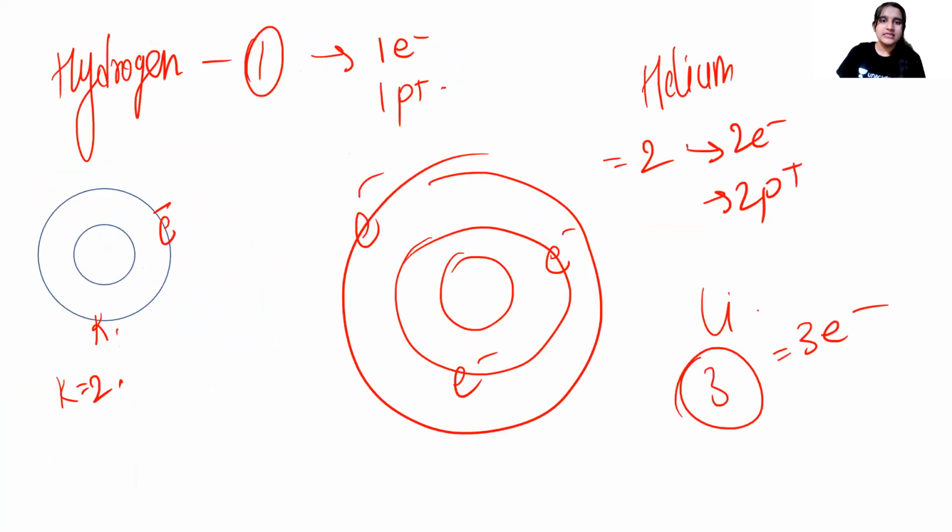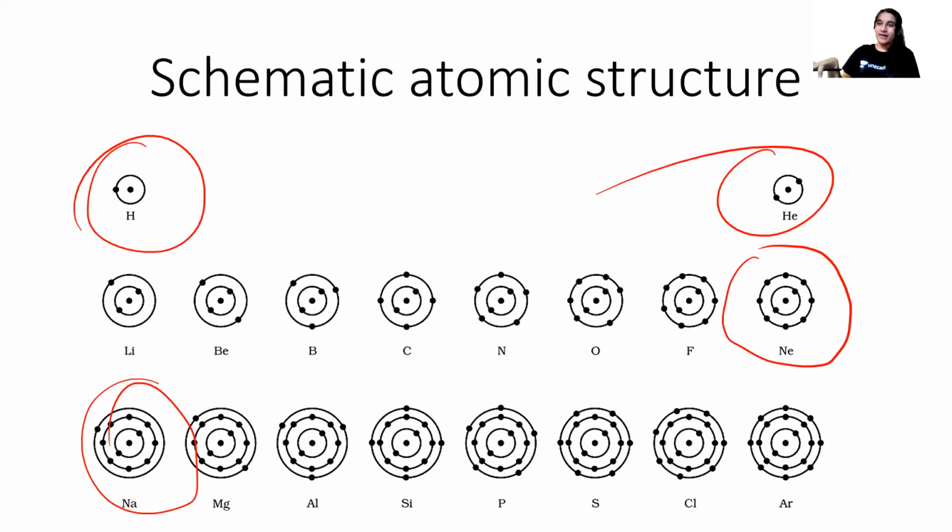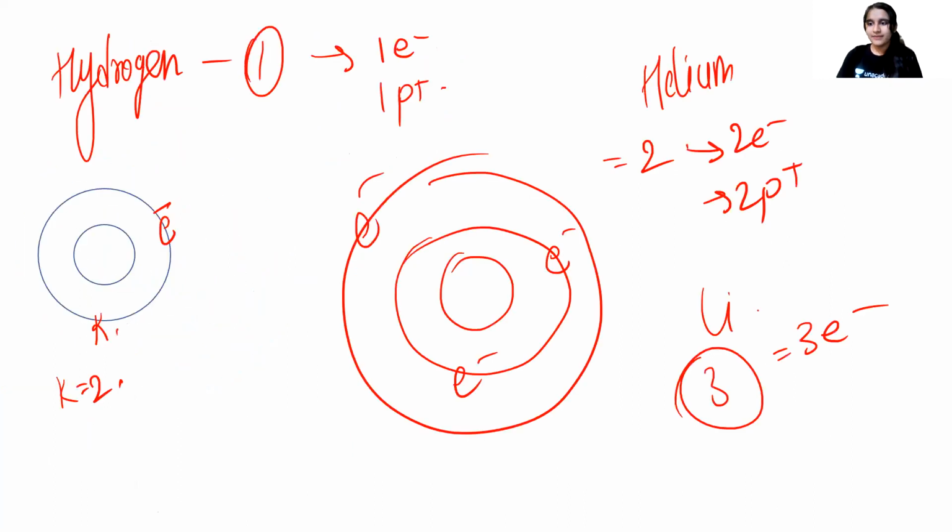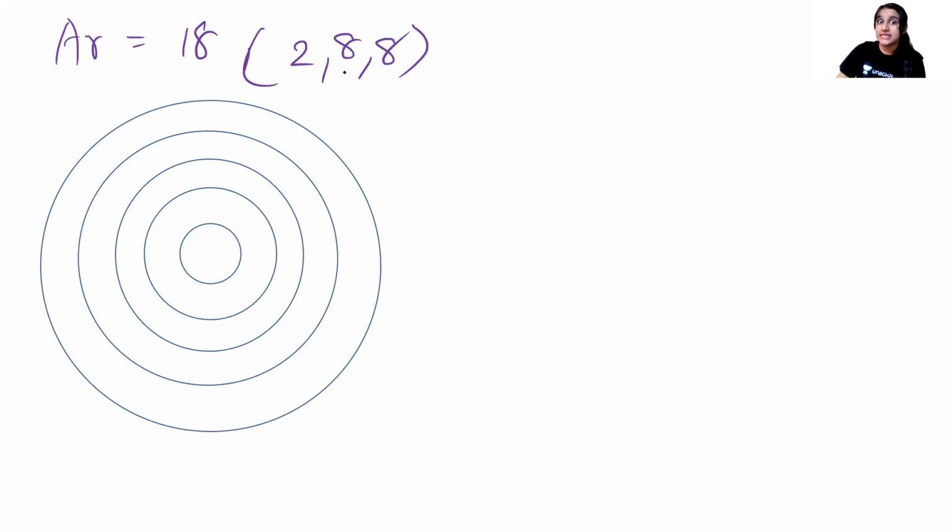So this is some schematic atomic structures. Another example we can take is argon. Argon again has the atomic number of 18. So can I write the electronic configuration as 2, 8, 8? Yes. And don't you see that all of them are fully filled? Yes, ma'am. And that is why argon is also a noble gas. So 2 electrons in the K shell, 8 electrons in the L shell, and 8 electrons in the M shell.